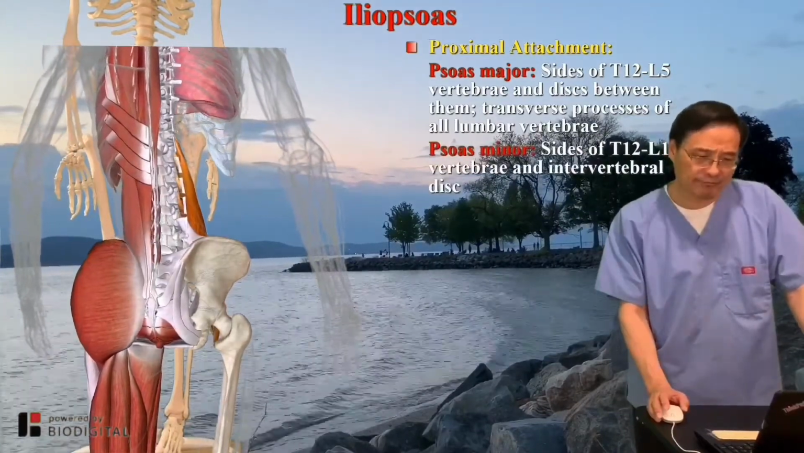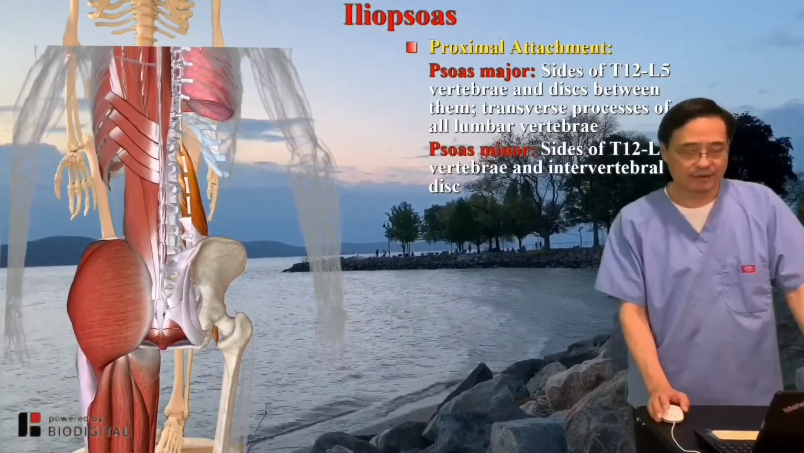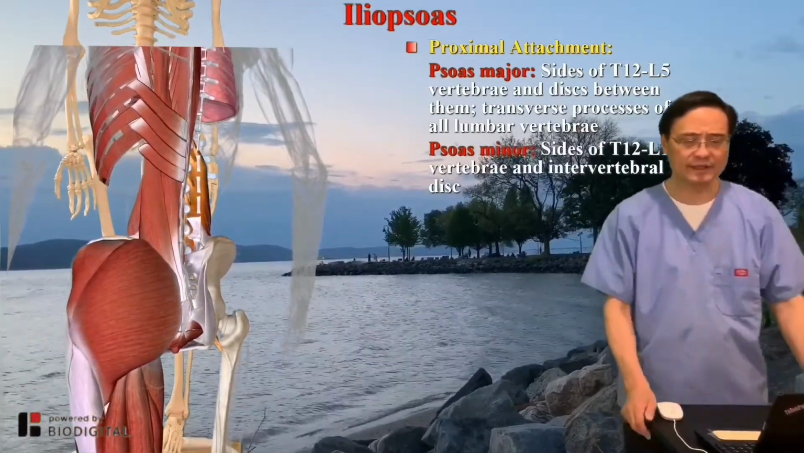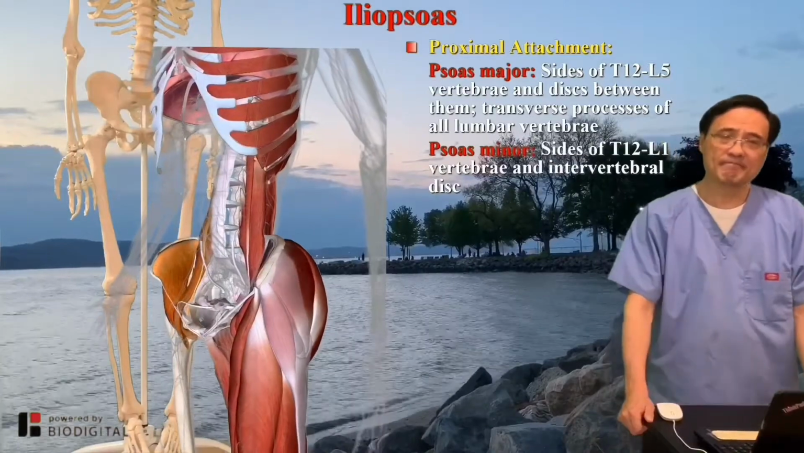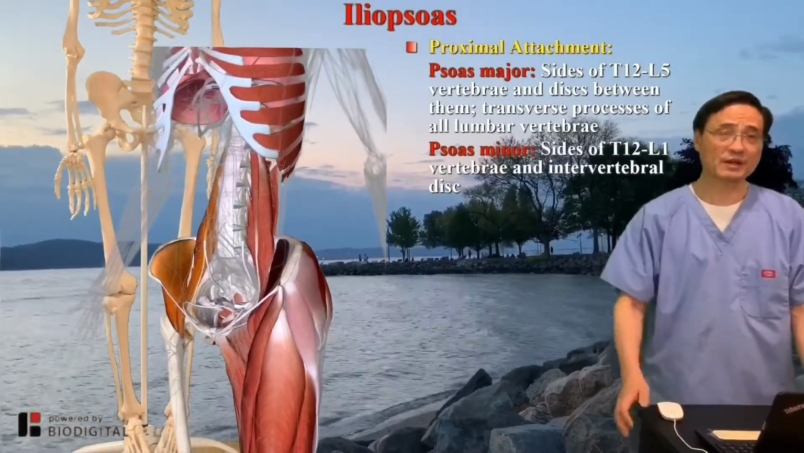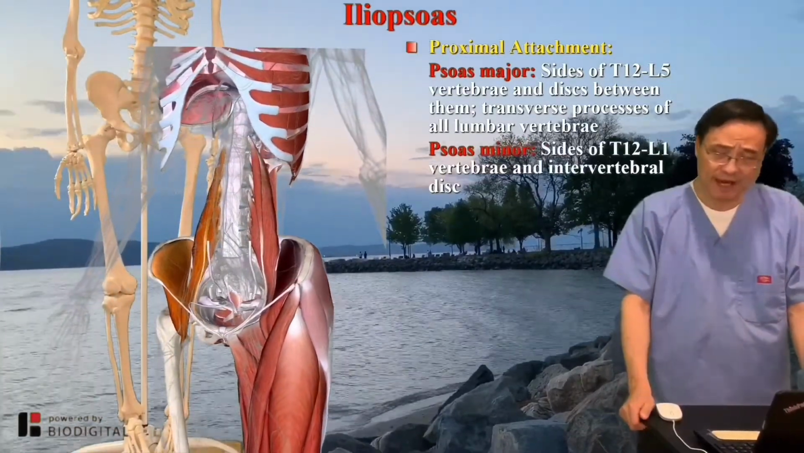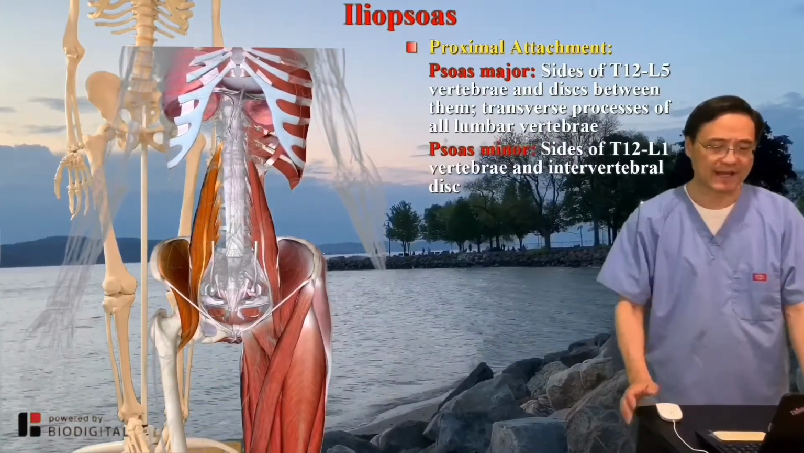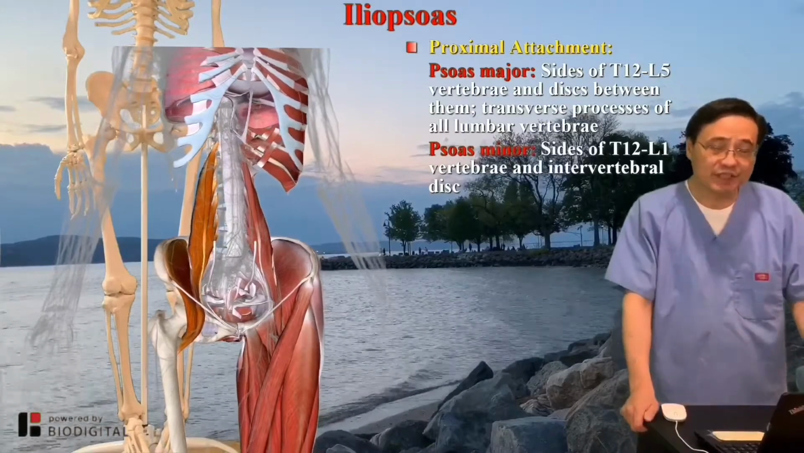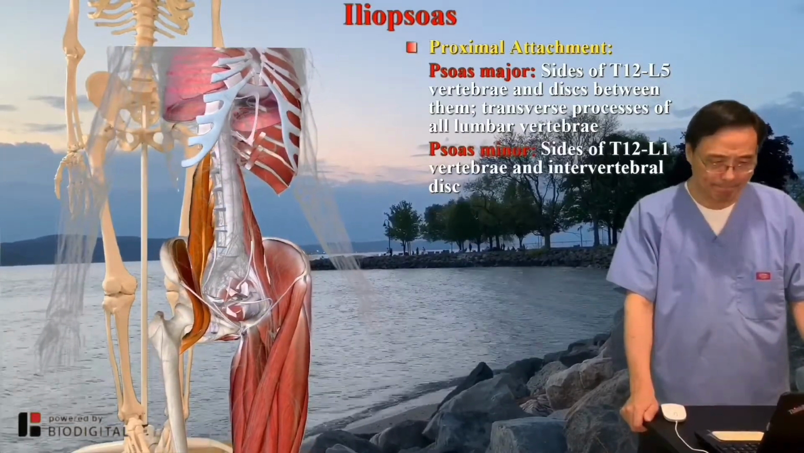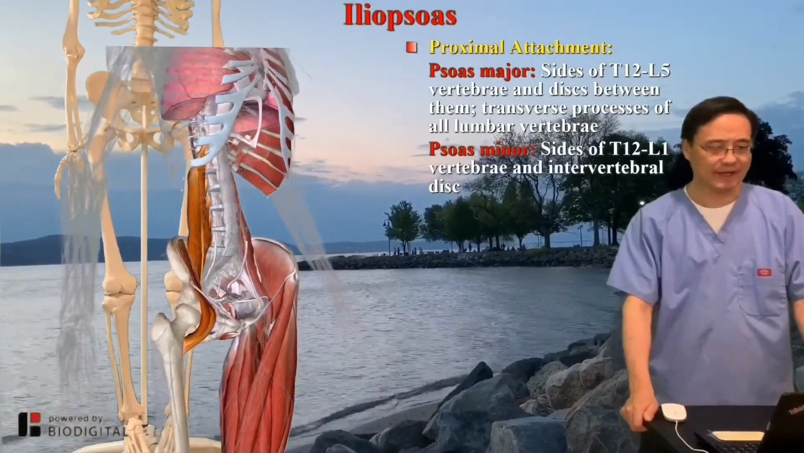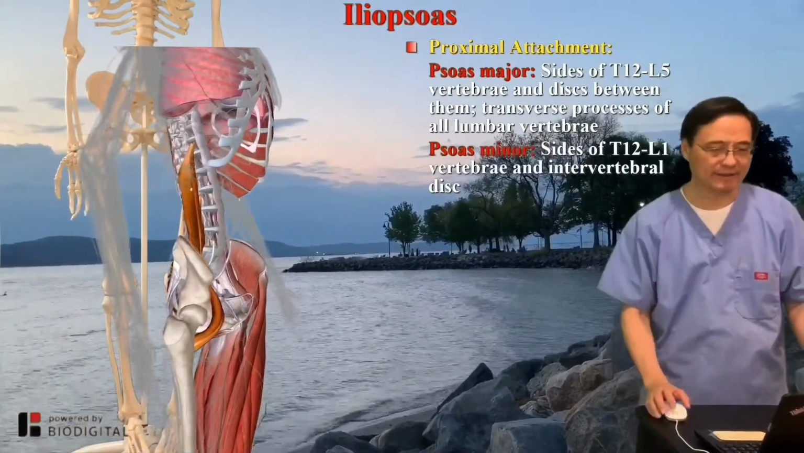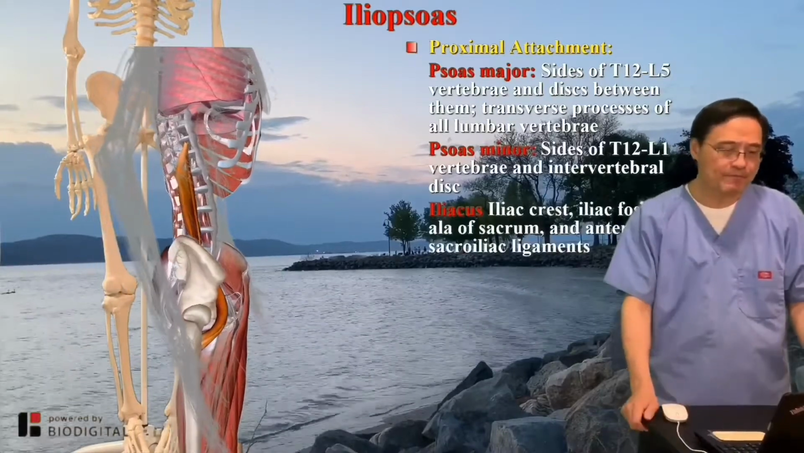Psoas minor, basically the proximal attachment is at the sides of T12 to L1 vertebrae and the intervertebral disc. The minor is tiny, it's not that important.